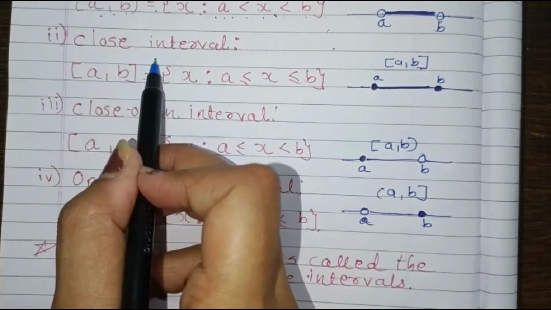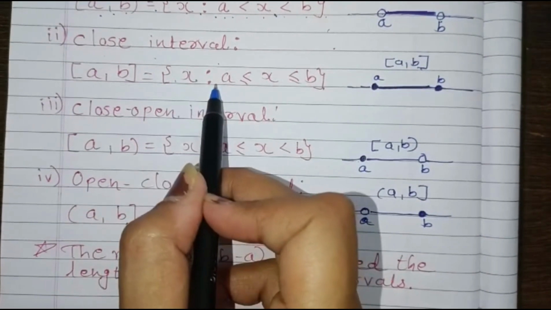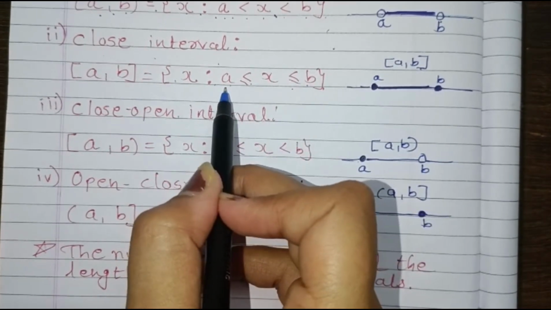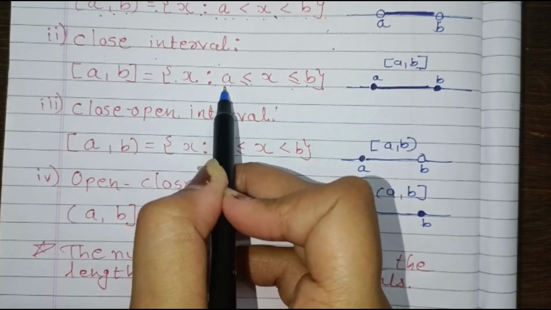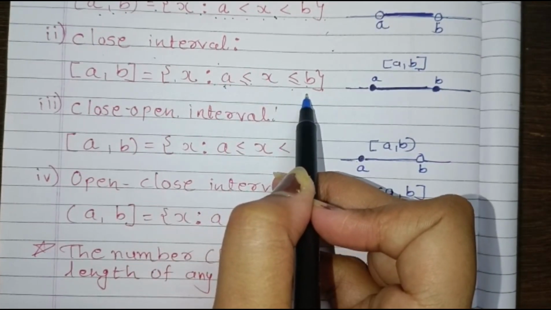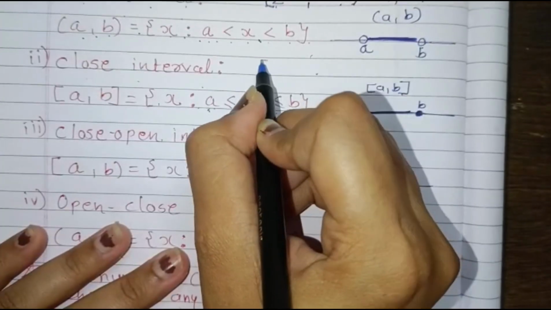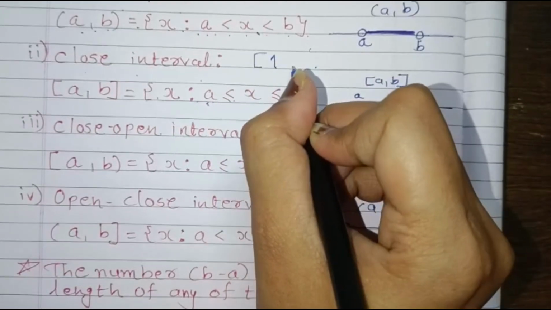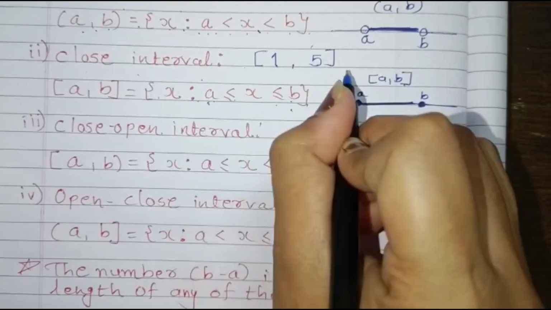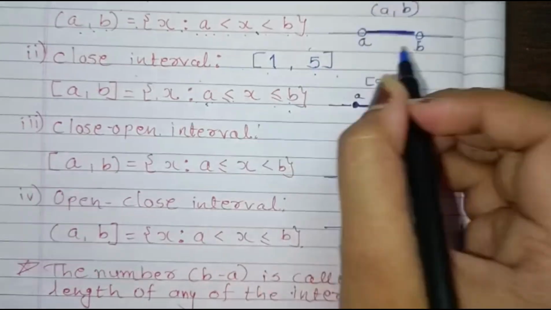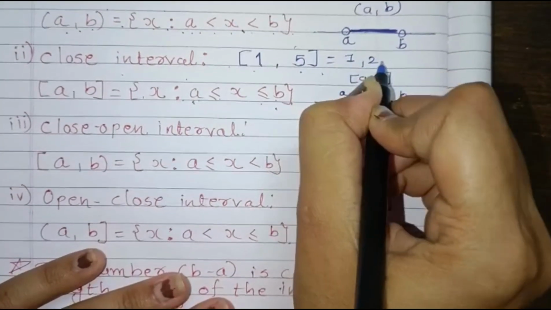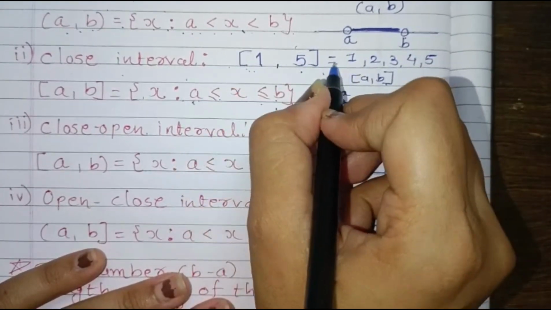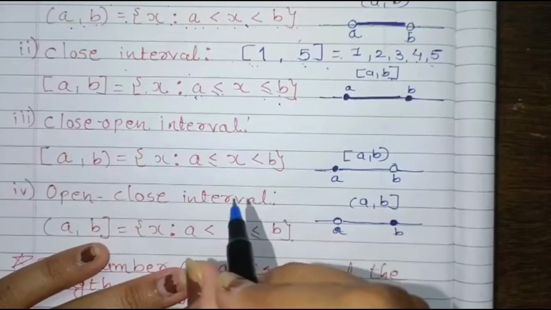Next is closed interval. Closed interval means x : a ≤ x ≤ b. That means the boundary, the starting point, is included and the ending point is also included. For example, if you write all the numbers between 1 and 5, you can write it like this: 1, 2, 3, 4 and 5. 1 is included and 5 is also included in the list.